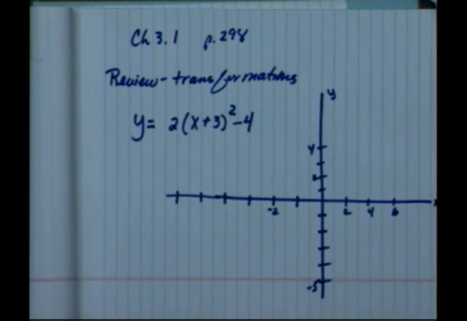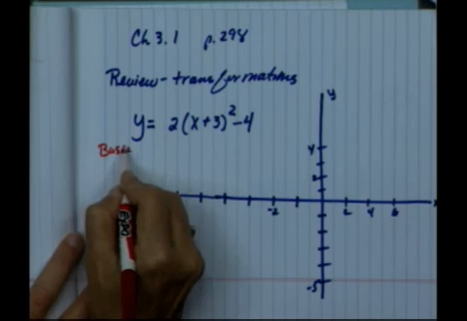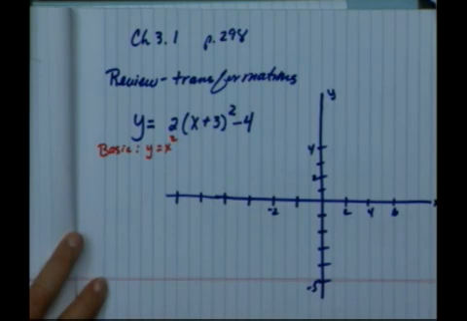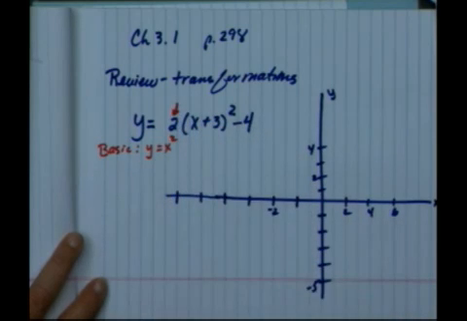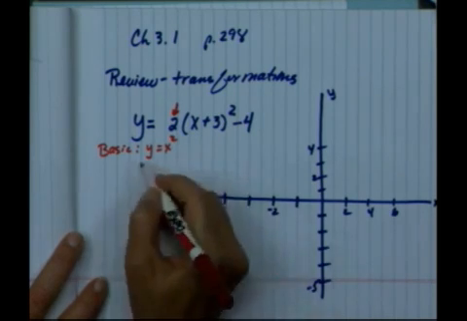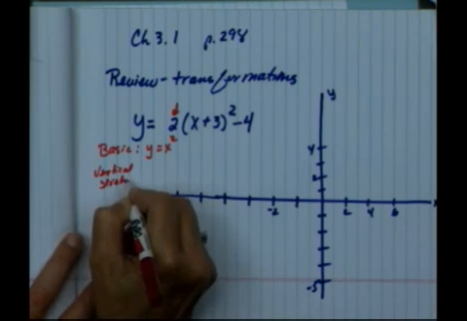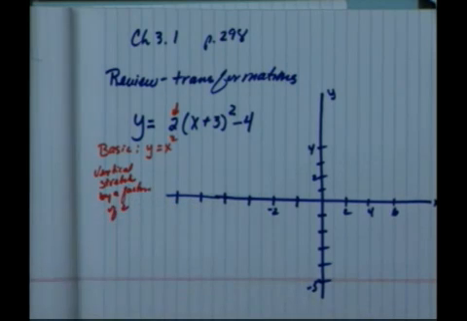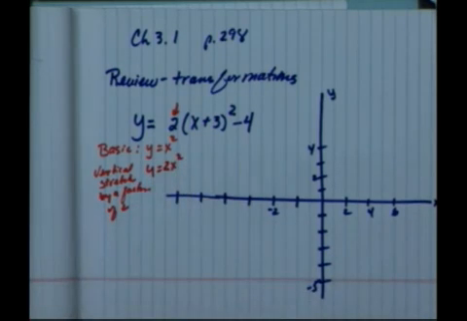Reviewing transformations. What's my basic function? That's a too easy question, isn't it? Y equals x squared. Okay, my basic function is y equals x squared. What is this 2 right here going to do? What kind of stretch? What's the word? Vertical stretch. So then we're going to do a vertical stretch by a factor of 2. The y values are being multiplied by 2, so we have y equals 2x squared.